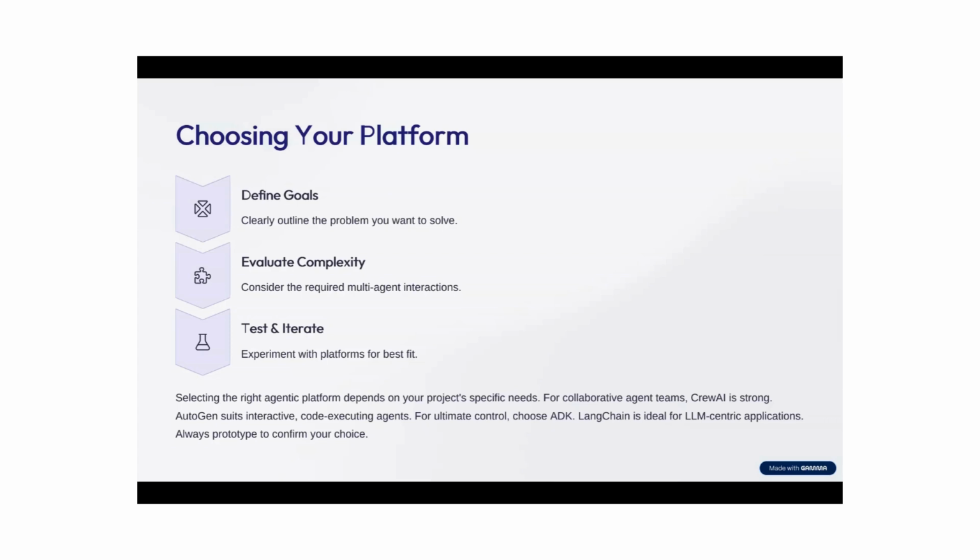Now in the upcoming videos, we're going to talk about each of these agentic AI platforms one by one, and we're also going to talk about some other agentic AI platforms which have a good set of features.